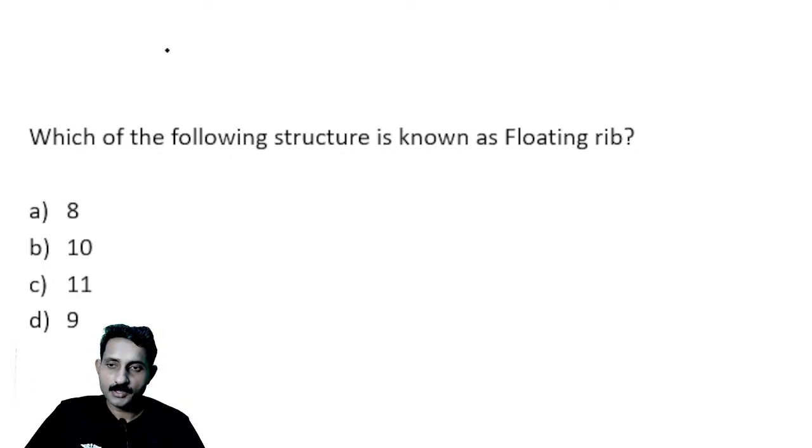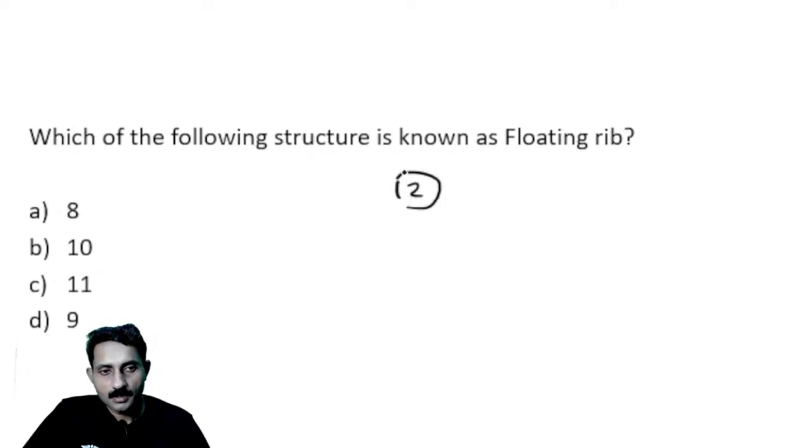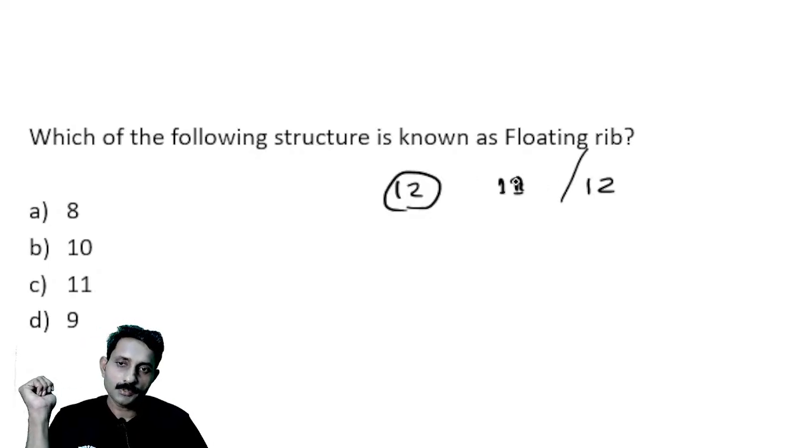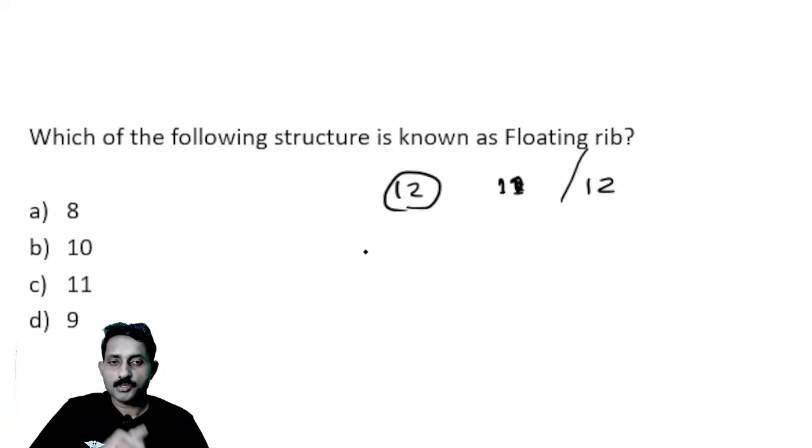It's a simple, factual question. What are floating ribs? How many ribs do we have? We have 12 ribs. The 11th and 12th are called floating. So the 11th rib and 12th rib are called floating. Why are they called floating? Because these are the ribs which are not attached to the costal margin.